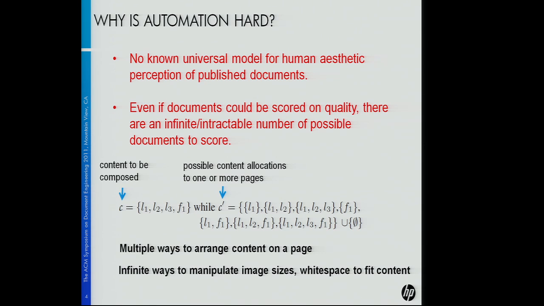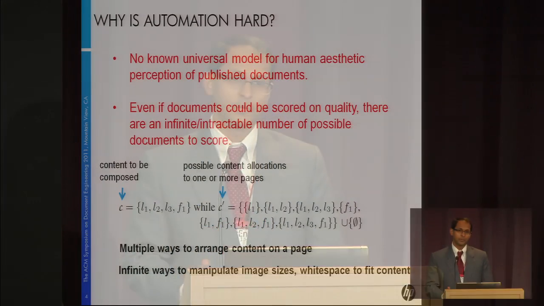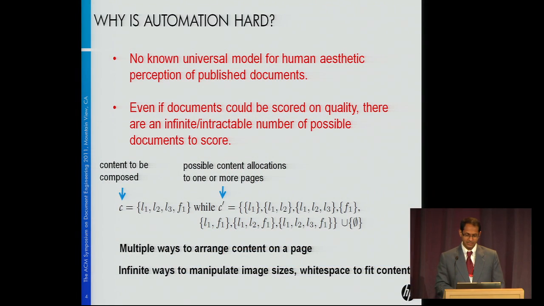And as an example, and also to introduce some notation that will be useful later on, I'm going to give an example. The content set C is the content to be composed. Now, in this case, it consists of 3 lines, L1, L2, L3, and a figure, F1, while the set of possible content allocations to one or more pages is a much larger set to begin with. For example, you could allocate the figure first to the first page. You could allocate 3 lines of text to 1 page. You could allocate 3 lines of text to 3 pages, and so forth.